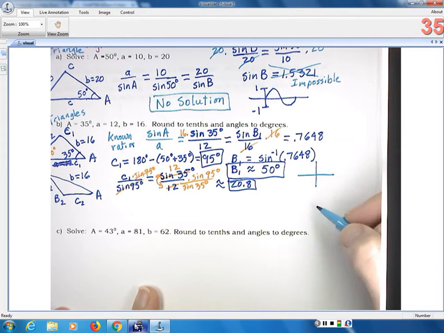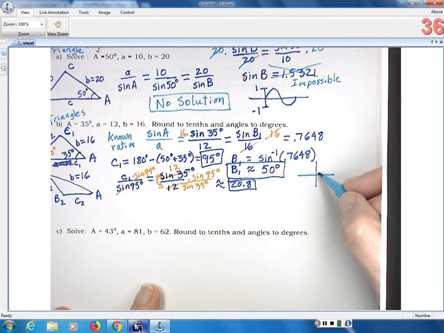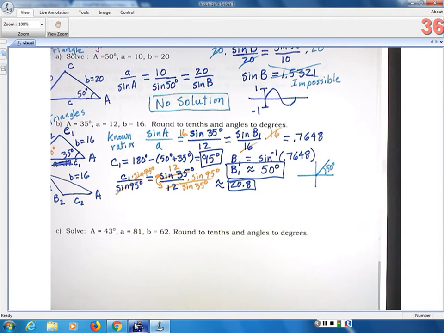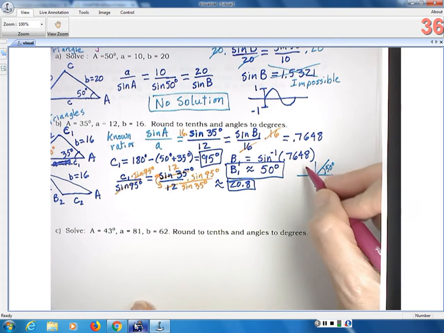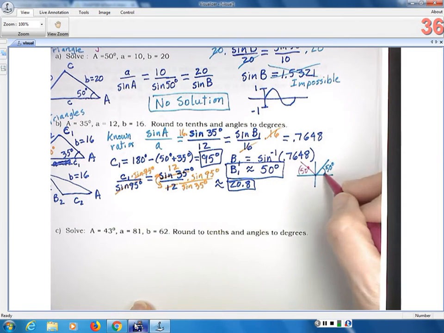For these triangles, the sum of the angles adds up to 180, so you can't go beyond 180, but we got 50 degrees for one answer. About here would be 50 degrees. What other angle here would have the same sine? It's in quadrant 2, 130 degrees. The reference angle is 50, but it's 130.